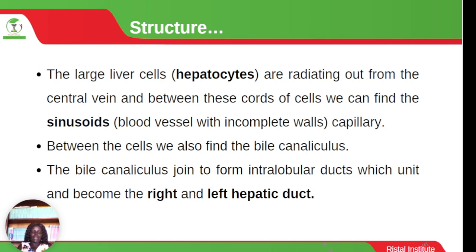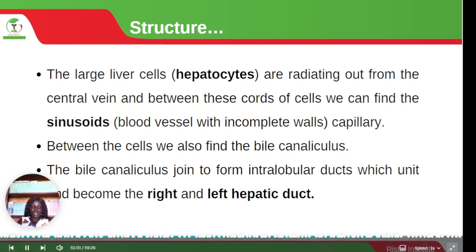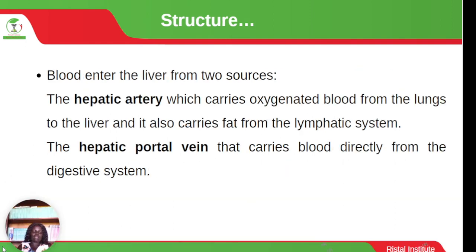The bile canaliculi join to form intralobular ducts, which unite and become the right and left hepatic duct. Blood enters the liver from two sources: the hepatic artery, which carries oxygenated blood from the lungs to the liver, and it also carries fat from the lymphatic system, and the hepatic portal vein that carries blood directly from the digestive system into the liver.